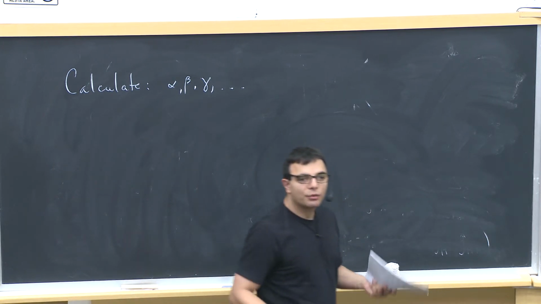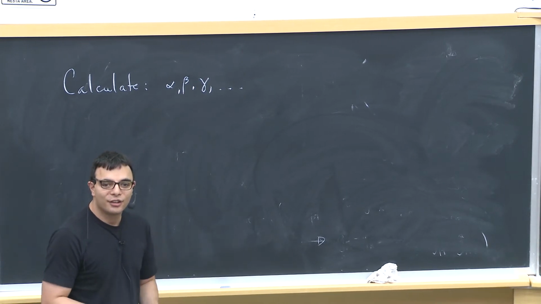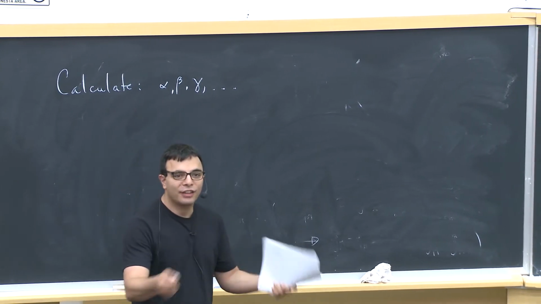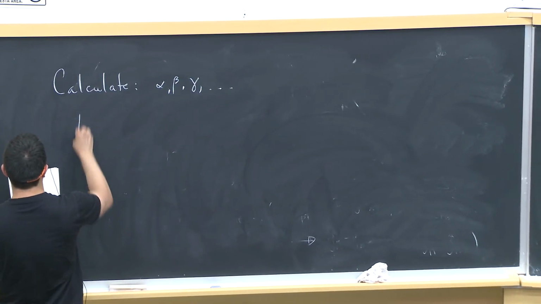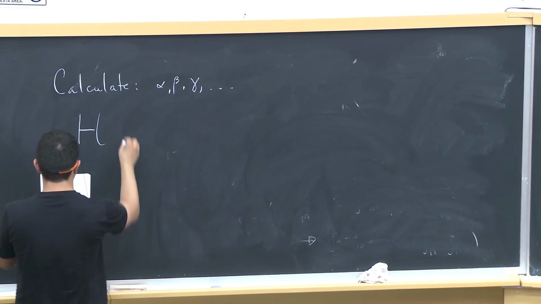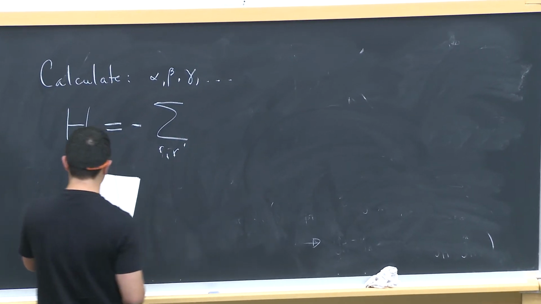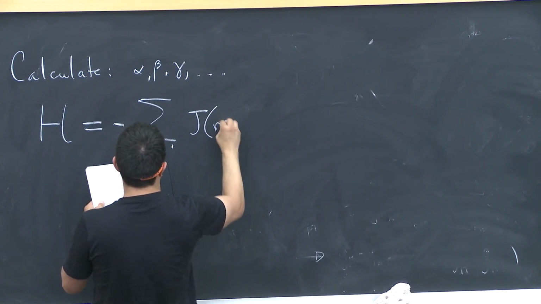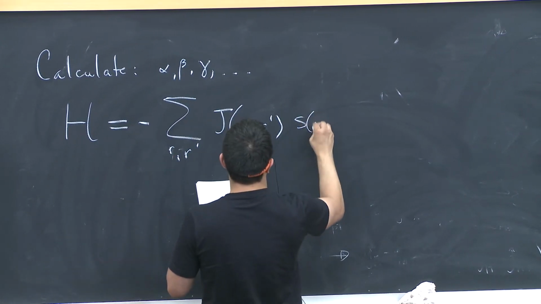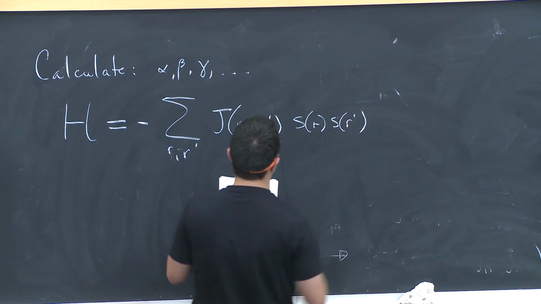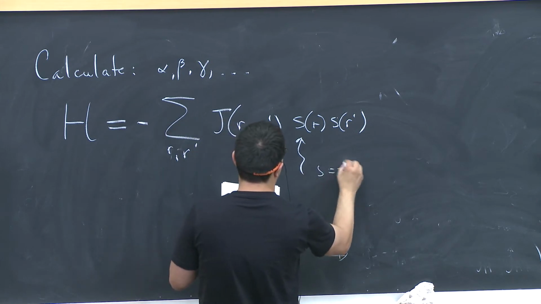Well, we have to start somewhere, so we start with a specific model, a uniaxial magnet. It is defined on a lattice, so we should start with some lattice Hamiltonian. It would be a sum over all lattice sites of some coupling that depends on the relative distance between the lattice sites, times the spin at point r and the spin at point r prime. These are spins, and I can just normalize them such that s is plus or minus 1.